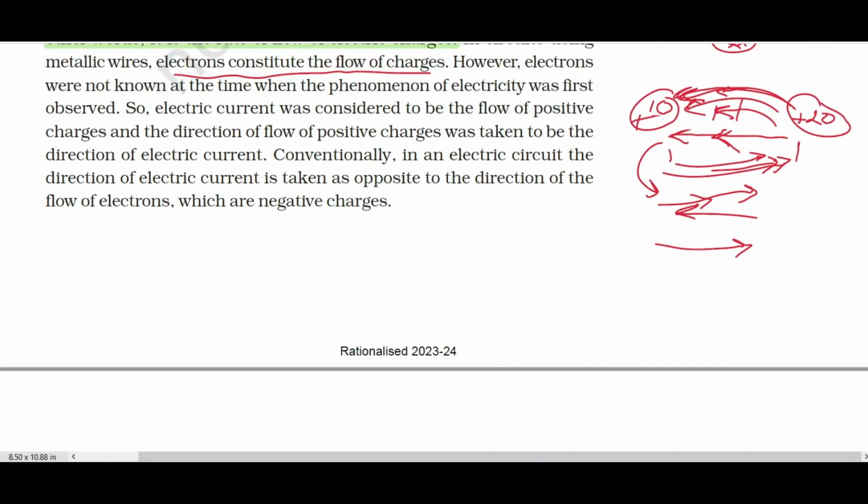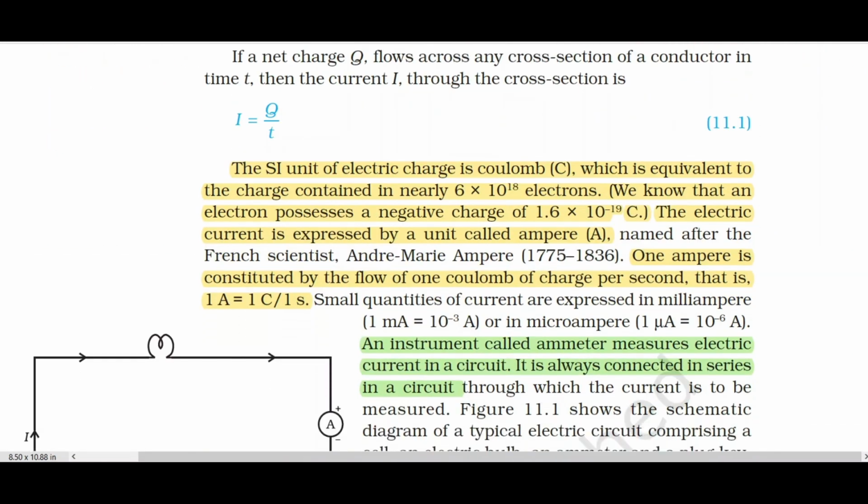Okay, so let's move on. If a net charge q flows across any cross section of a conductor in time t, then the current I through the cross section is I equals q upon t. So what does this mean? We talked about this earlier too: if some charge q flows across any cross section of a conductor in time t, then the current will be q by t, right. Suppose this is your cross section.